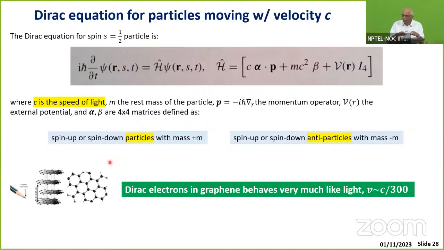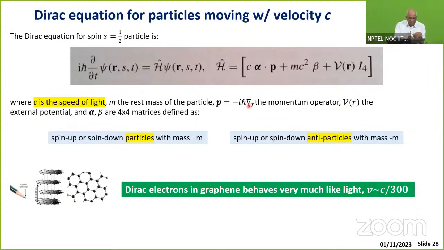So let us dive into these quasi-particles a little bit, the emerging quasi-particles, at least get a background of what it is. You all know about the Dirac equation. I'm not going to go through this in detail, but just to show you where the physics is coming from. This is the standard Dirac equation for a spin 1/2 particle, where c is the velocity of light, m is the rest mass of the particle, and the momentum operator, etc.